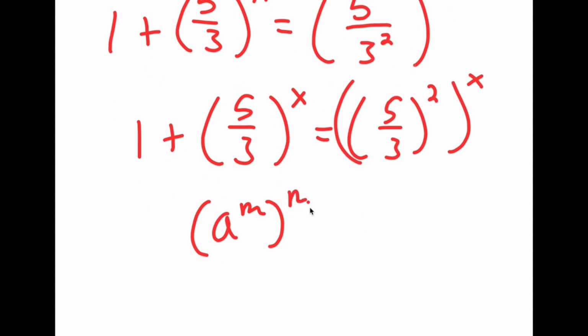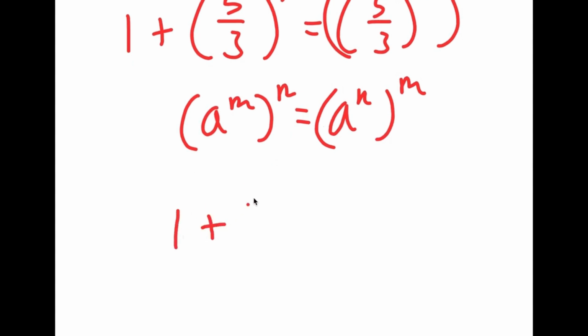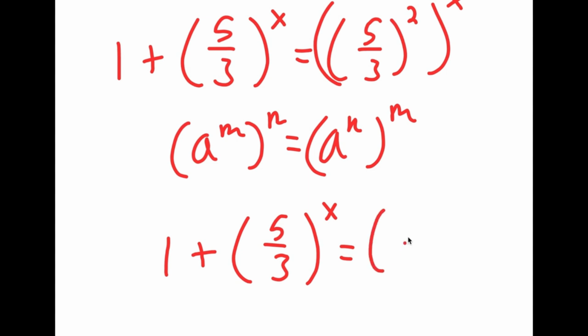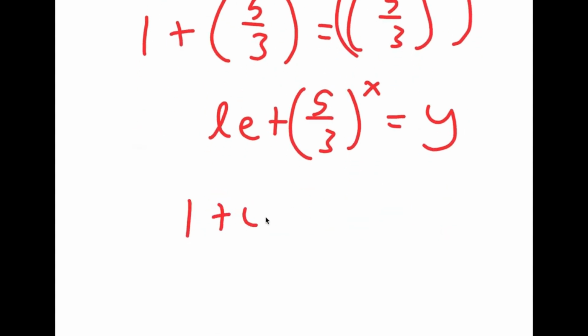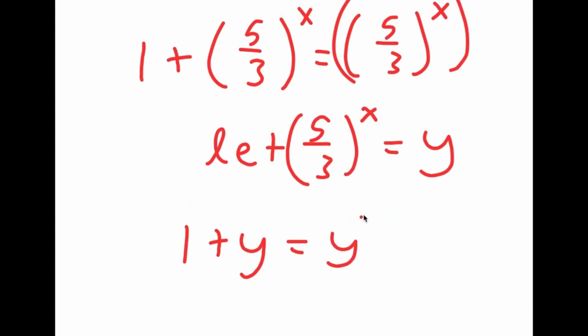Now if I have something of the form a to the power of m to the power of n, it's the same thing as a to the power of n to the power of m. So (5 over 3) squared to the power of x is the same thing as (5 over 3 to the power of x) squared. Now I'm going to let (5 over 3) to the power of x equal the variable y. So I get 1 plus y is equal to y squared.